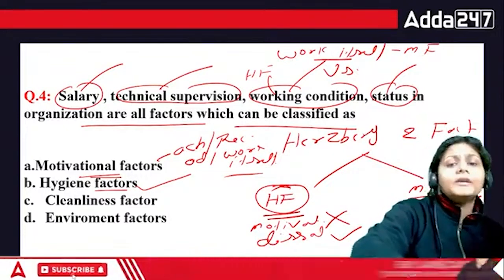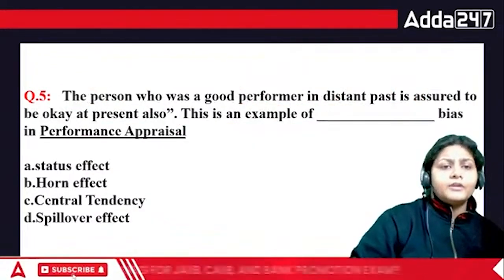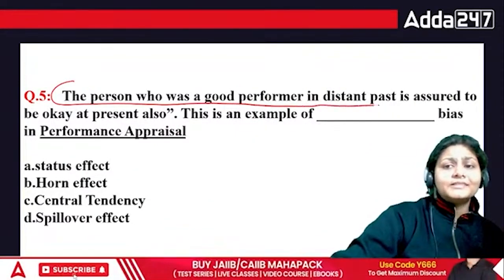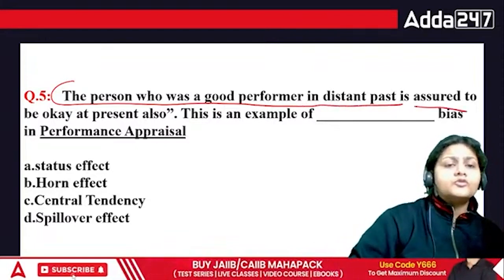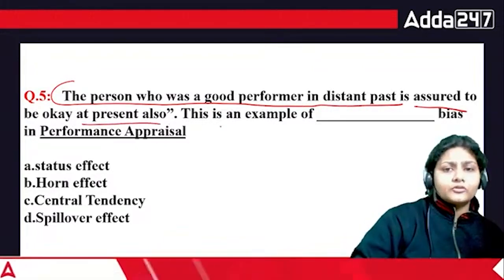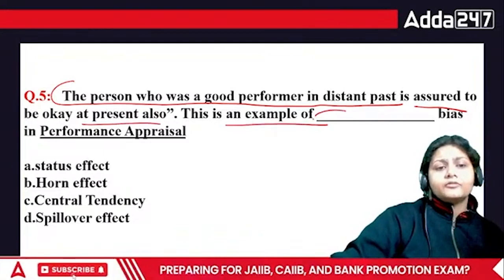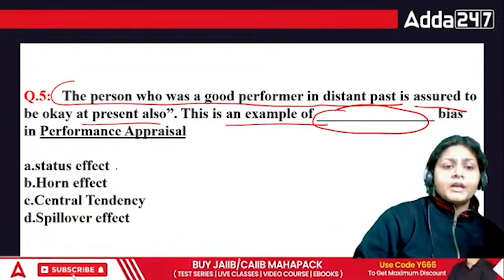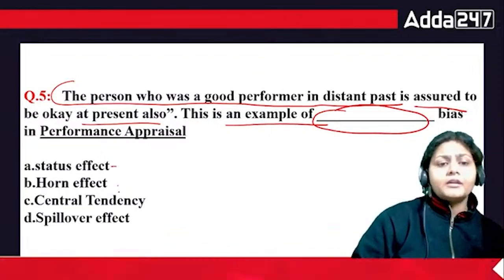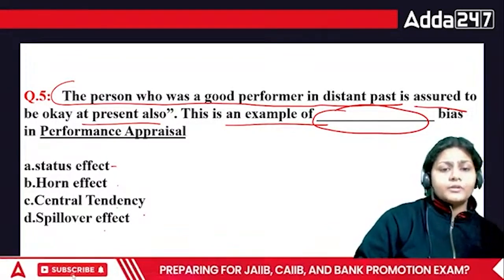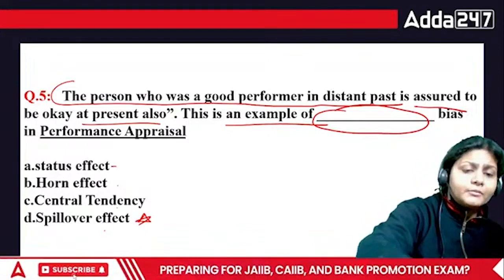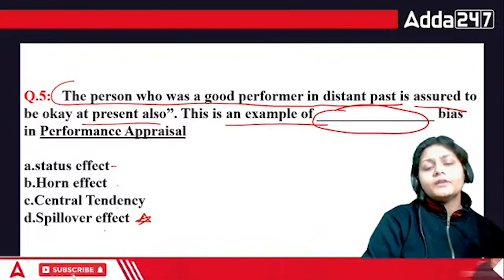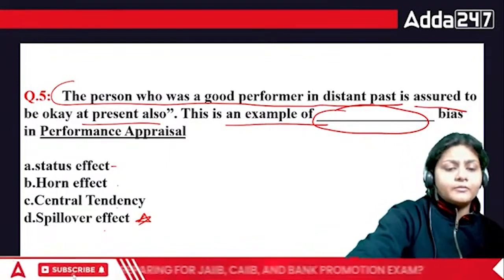Now we have question number 5: the person who was a good performer in the distant past is assumed to be okay at present also. This is an example of which effect in performance appraisal? Status effect, horn effect, central tendency or spillover? A very common question from the barrier side of performance appraisal. Here we are talking about the barriers of performance appraisal.